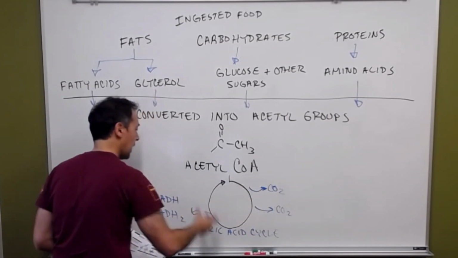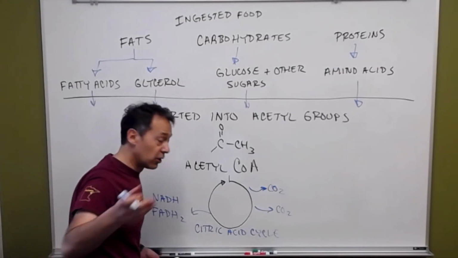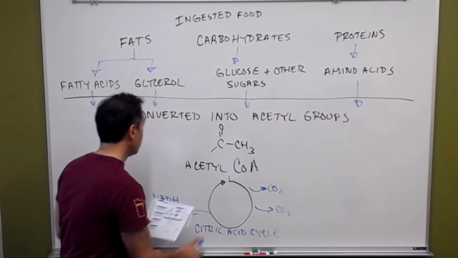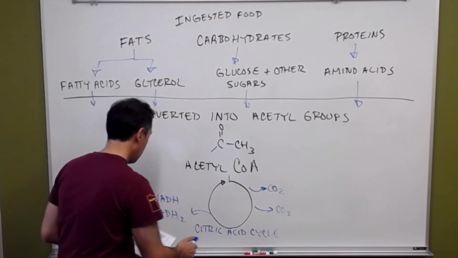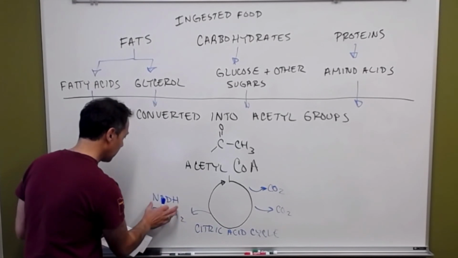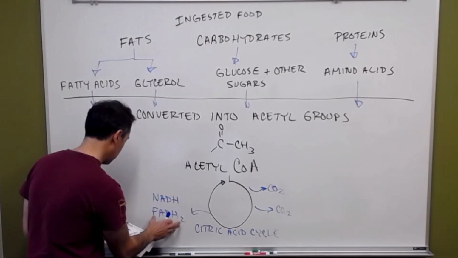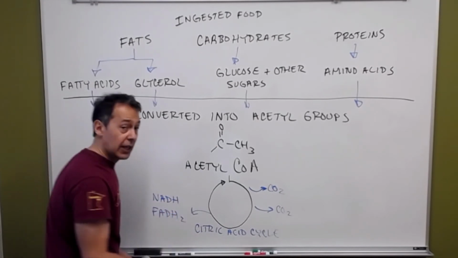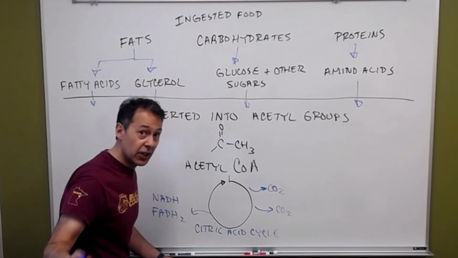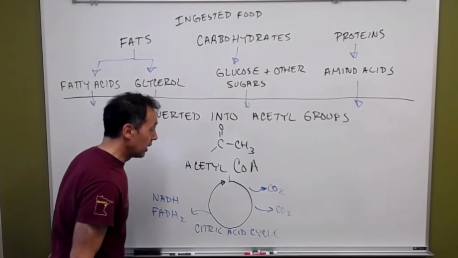Now this citric acid cycle, we're going to take a look at it a little bit more closely coming up. But then this is stage 3. And then in stage 4, we're going to use this NADH and this FADH2 here to make ATP, adenosine triphosphate, which will be the energy currency used in the body.